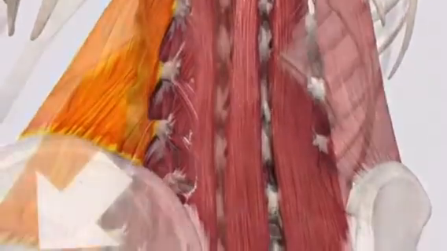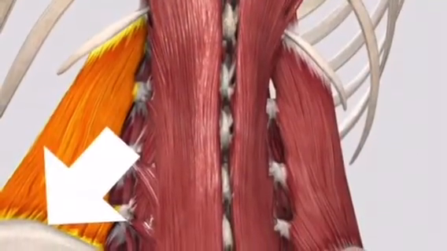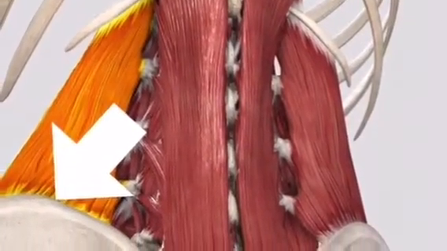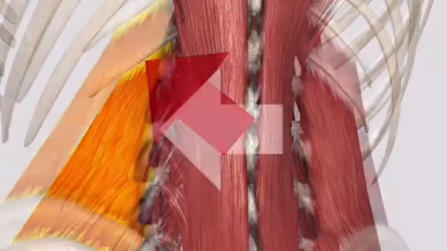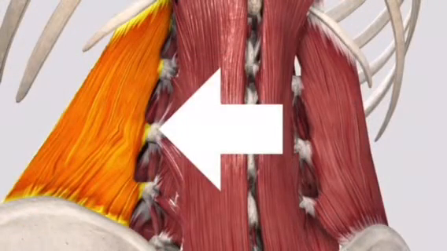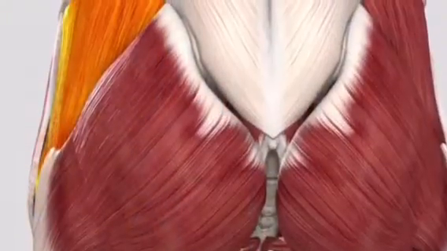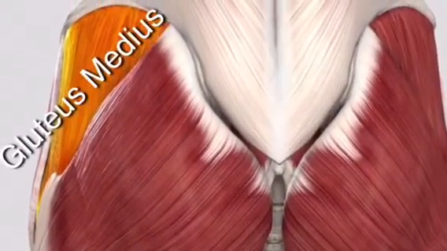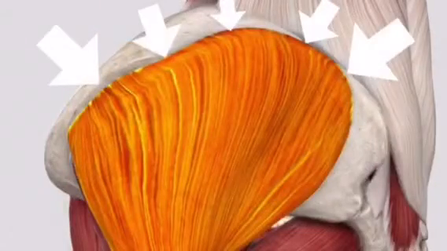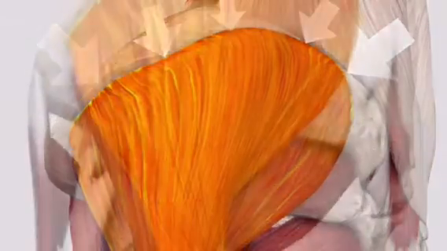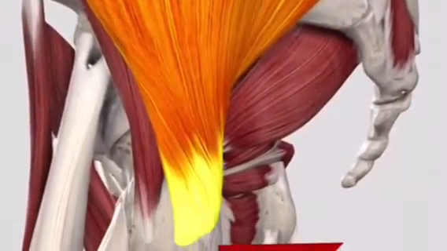The origin of the QL muscle is the very top of the iliac crest. It also inserts at the 12th rib and on the processes of the lumbar spine, L1 to L4. Looking at the gluteus medius, this is underneath the gluteus maximus, and this originates at the top of the ilium, as you can see, and inserts into the femur at the greater trochanter.